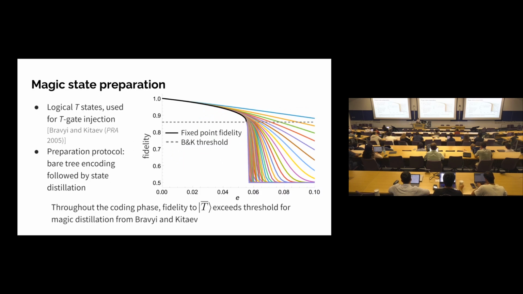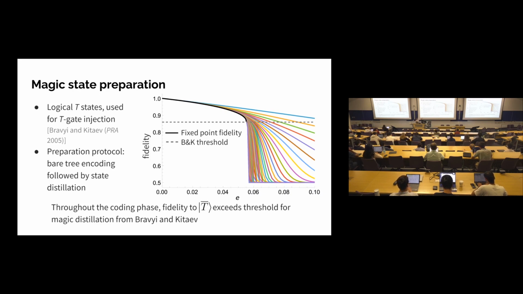The other thing that we did in theory is look at magic state preparation. So in principle, if we want to perform, say, a logical T gate, then what we could do is prepare a logical T state and then use it for T gate injection. For this protocol, we can't actually use this multi-tree thing because it's not in the X or Z basis. So what we can do instead is use that bare tree encoding, which luckily we know has this coding phase.